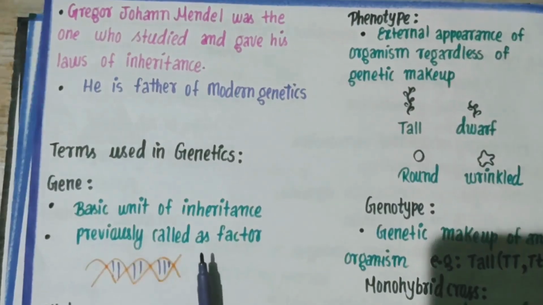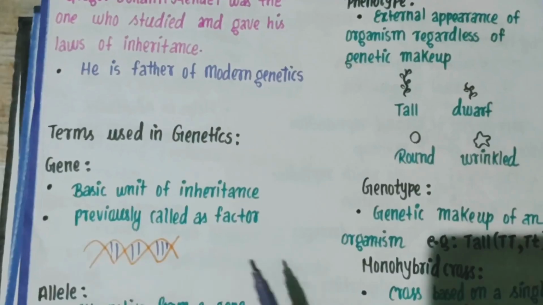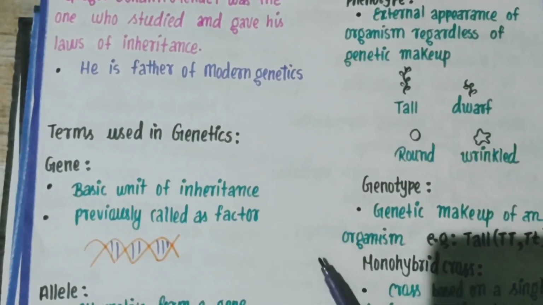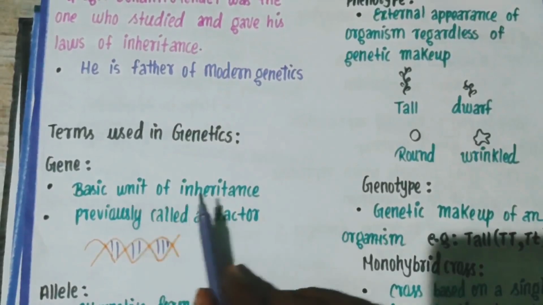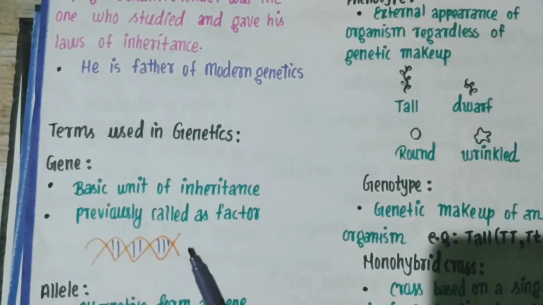Previously it was called a factor by Mendel, and you can also add this point: it is a part of DNA. Gene is nothing but a basic unit of inheritance. It was previously called a factor by Mendel, and it is a part of DNA, right kids?